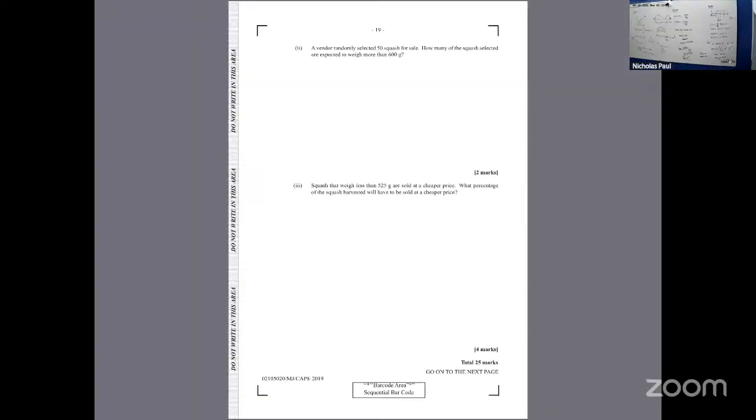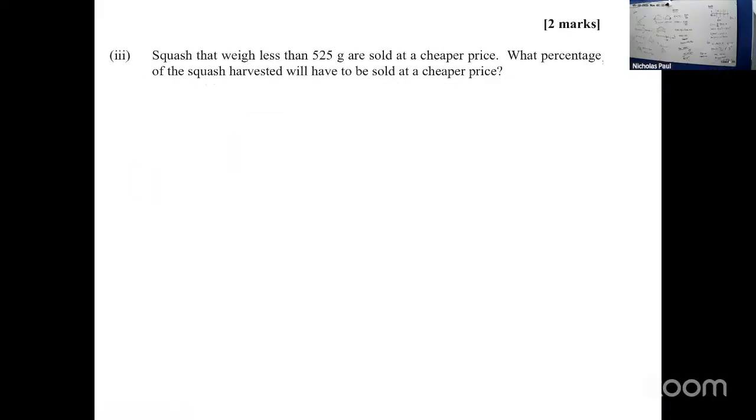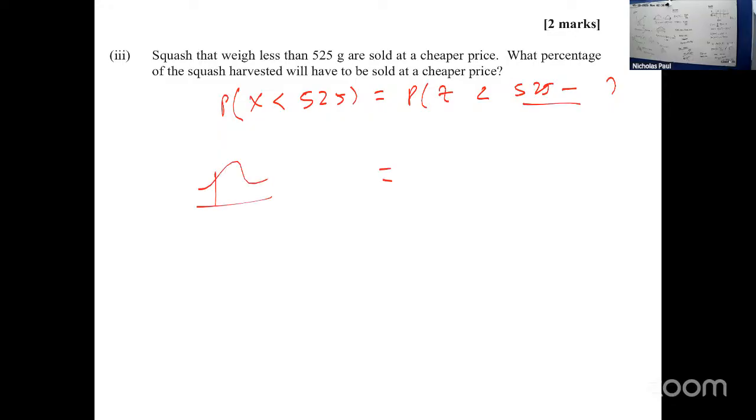Right? And one last one here. Squash that are weighing less than 525 are sold at a cheaper price. Right? What percentage of the squash harvested would have to be sold at a cheaper price? So you're doing the same thing again. Probability of Z is less than 525 minus whatever it is, and then you work it out as a negative value, right? So remember it's a negative value, it should be less.